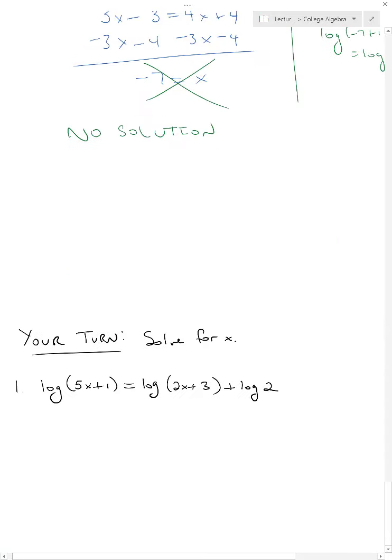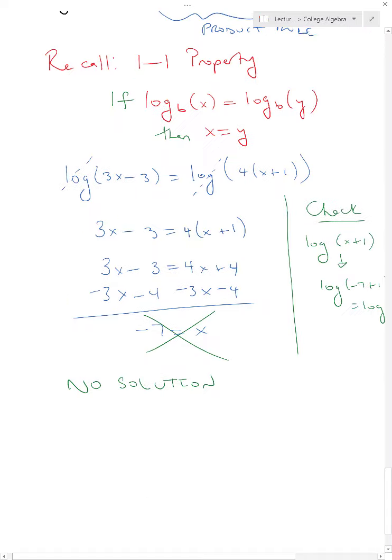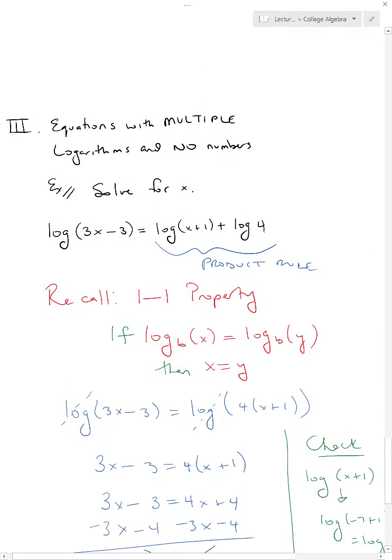If you would like to do a practice problem, I only have one this time, I'm kind of cutting back. We have log of 5x plus 1 is equal to log of 2x plus 3 plus log 2. So keep in mind that multiple logs means keep the properties in the back of your head. You're looking for adding logs, subtracting logs, and coefficients. If you have one log, you can exponentiate both sides of the base or rewrite it into its exponential form. And if you have constants versus non-constants, that's what separates the multiple logs.